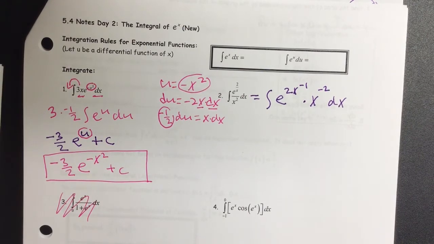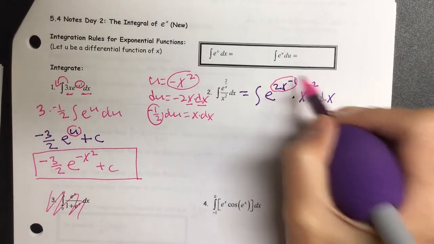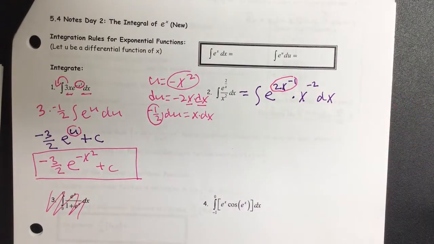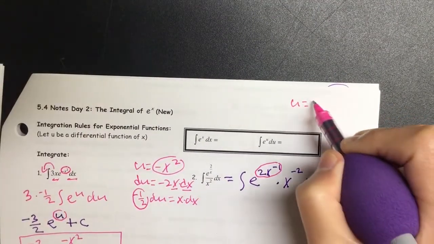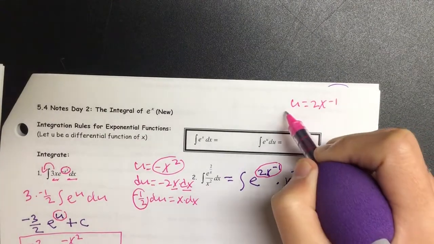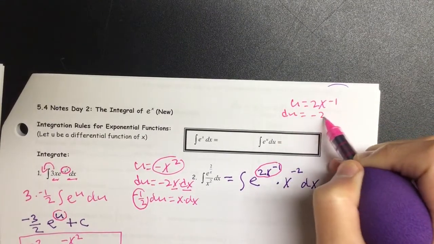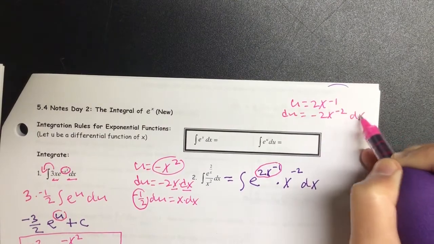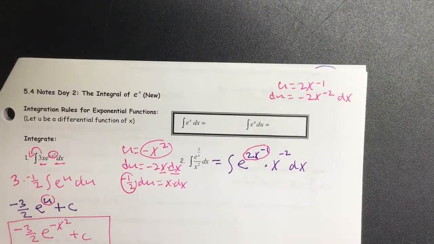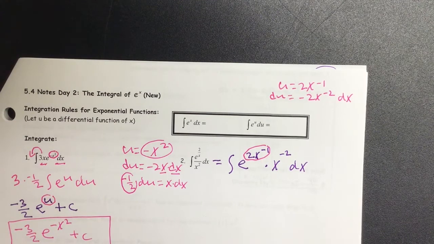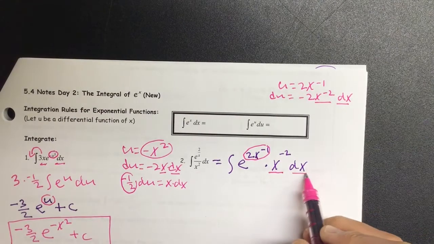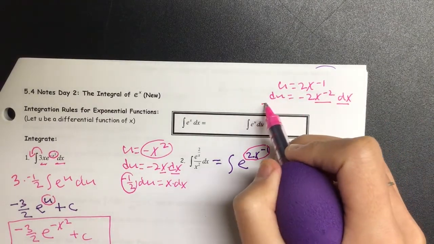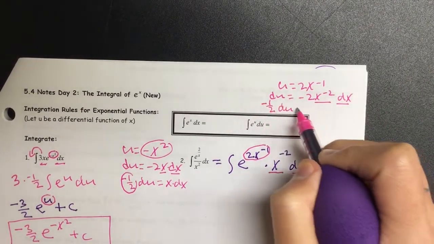So which power do you think our u is going to be? So we have, oh, do I have enough room? I'm going to go up here. u is equal to 2x to the negative 1, which gives us du is negative 2x to the negative 2 dx. Because I need one less in my new power. So let's compare. I see x to the negative 2. I see dx. What do I not see? The negative 2?